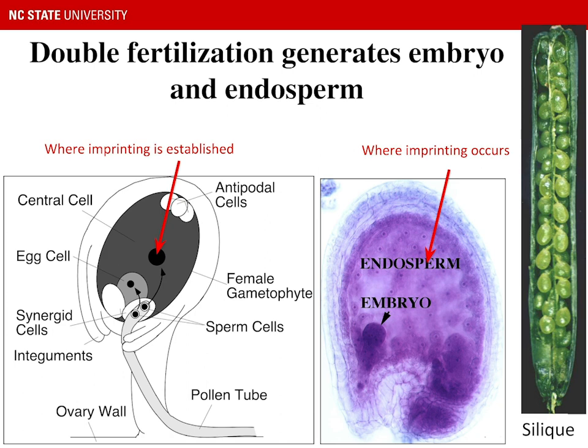So in plants, gene imprinting only occurs in the endosperm. There are a few examples of transient imprinting in the embryo, but it doesn't persist. It can be erased later on during embryo development. But in endosperm, the epigenetic asymmetry persists throughout the seed development. But the imprint is actually established right before the genomes come together.